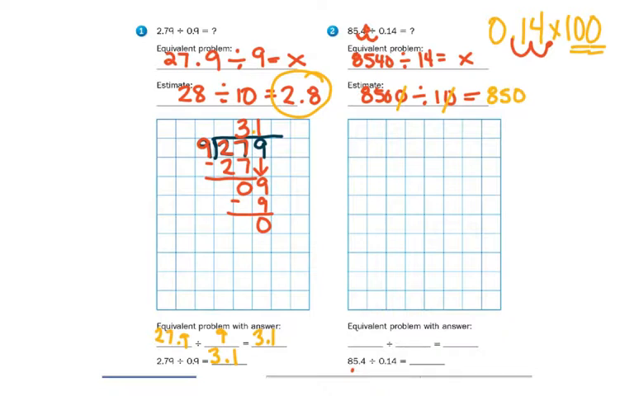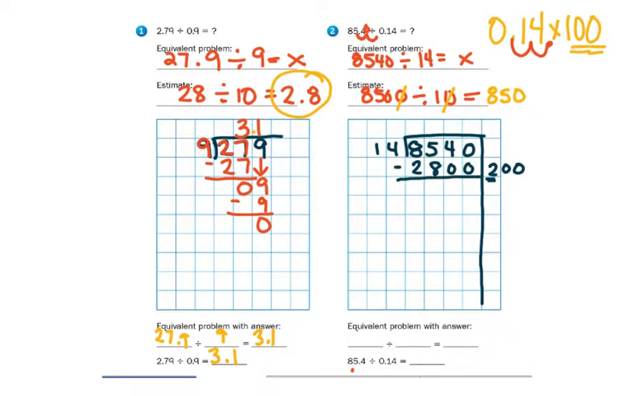So let's set up the problem. 8,540 divided by 14. So I'm going to use partial quotients. I'm going to say how many. I'm going to start with 200. Remember, anything doubled is pretty easy to figure out. So 14 doubled is 28 with 2 zeros behind it. Go ahead and subtract.